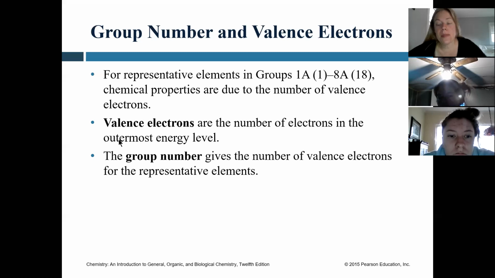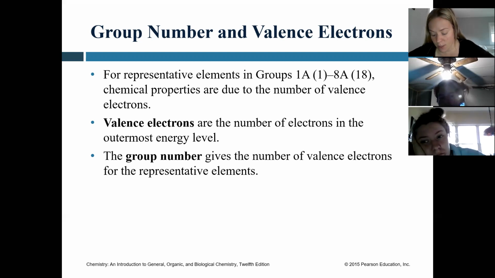So with the main group elements, this doesn't include transition metals, but with the main group elements, the number of the column you're in is the number of valence electrons you have. So if you're in column 1, you have 1 valence electron. If you're in column 2, you have 2 valence electrons. Let's go over to where nitrogen is. Nitrogen is in column 5. It has 5 valence electrons. Fluorine, column 7, has 7 valence electrons. And then the noble gases, minus helium, have 8 valence electrons.